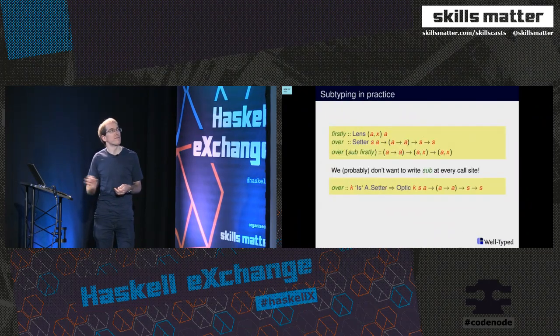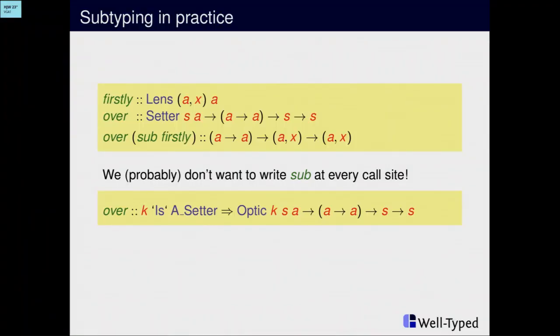How do we make use of that kind of subtyping? Well, we probably don't want to have to write sub every time we need to convert between one flavor of optic and another. We could do that, but it just becomes quite tedious. So we want to be able to write over applied to firstly rather than over applied to sub firstly, using the example we had previously.